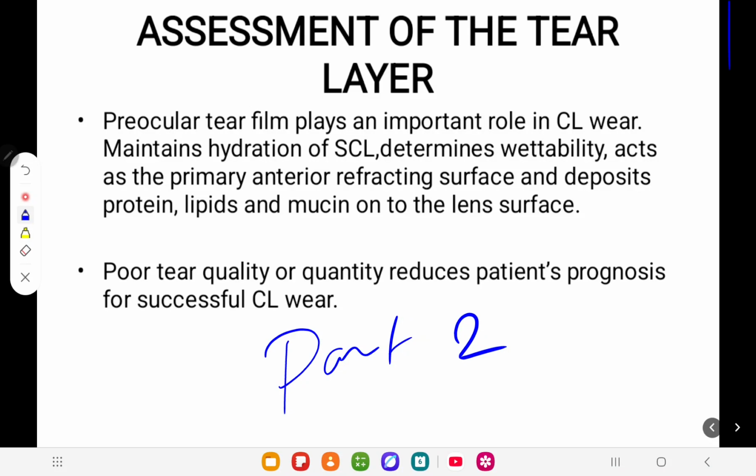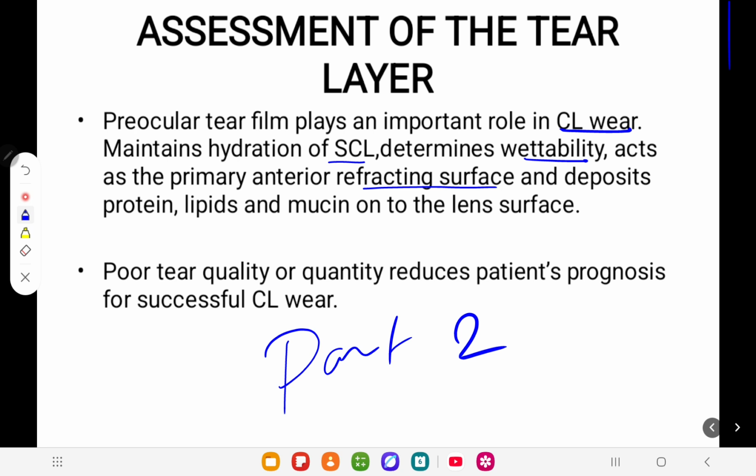Okay, let's start part 2 of the preliminary examination, which is assessment of the tear film. It's very important. The preocular tear film plays an important role in contact lens wear. It's always important. It maintains hydration in soft contact lenses, determines wearability, and acts as a primary anti-refracting surface, no matter what, with or without contact lenses.